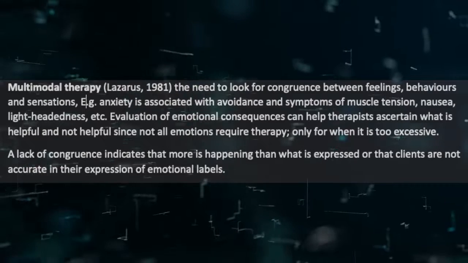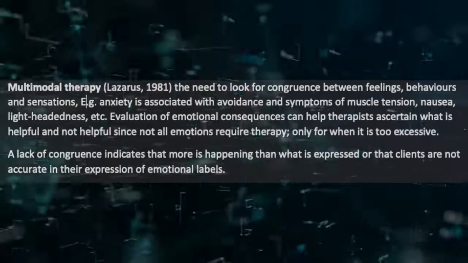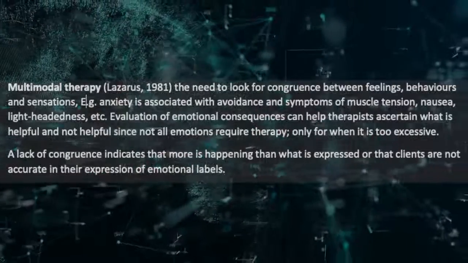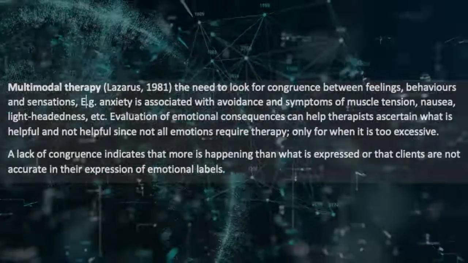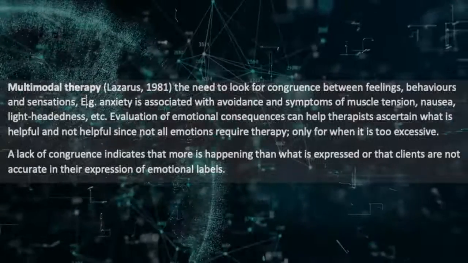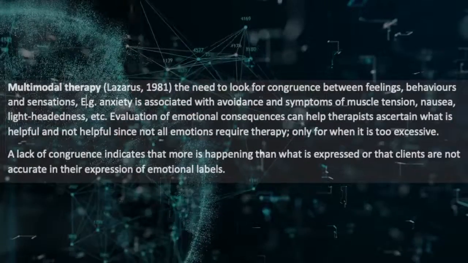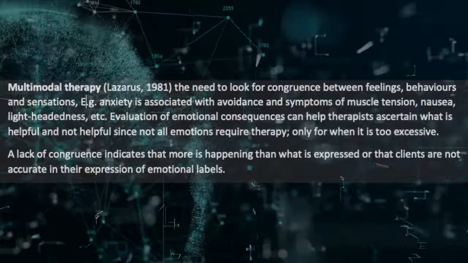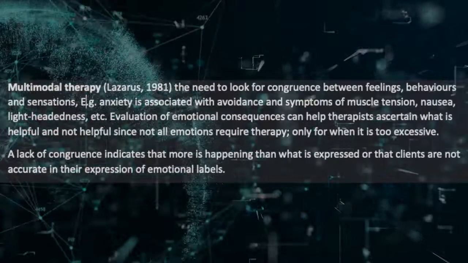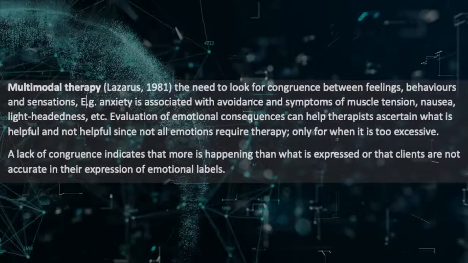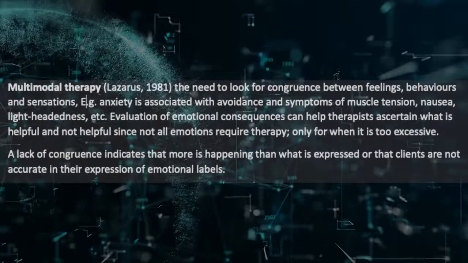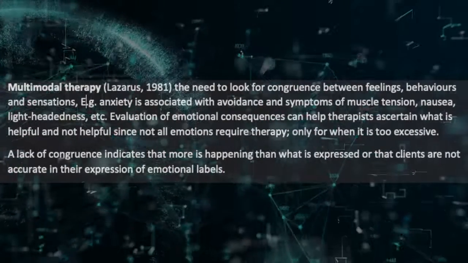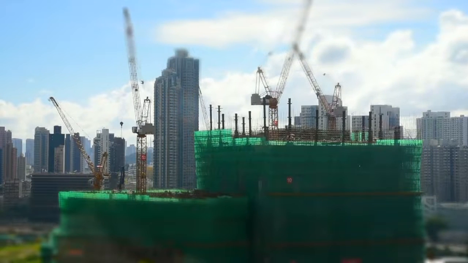Lazarus, in 1981, proposed Multi-Modal Therapy, where there's a need to look for congruence between feelings, behaviors, and sensations, such as, for example, anxiety is associated with avoidance and symptoms of muscle tension, nausea, lightheadedness, etc. Evaluations of emotional consequences can help therapists ascertain what is helpful and not helpful, since not all emotions require therapy. It is only required for when things are too excessive. A lack of congruence indicates that more is happening than what is expressed, or the clients are not accurate in their expressions of emotional labels. So yeah, those are the steps of cognitive behavioral therapy.